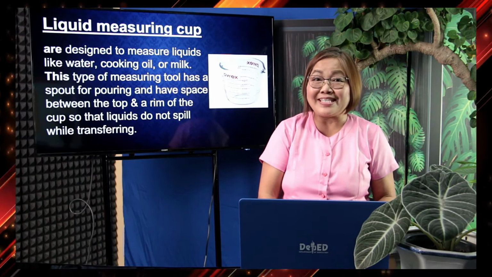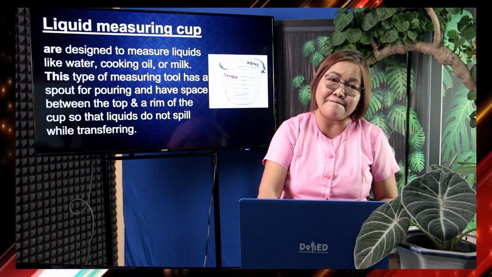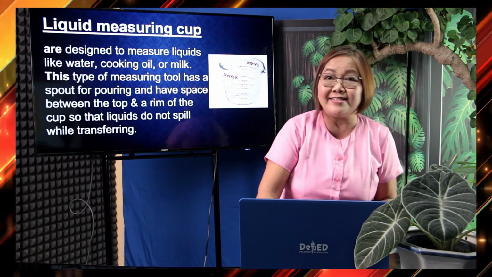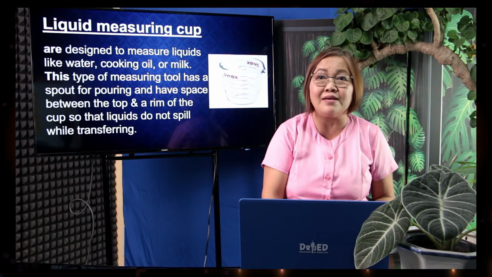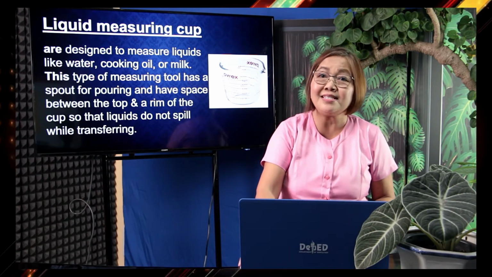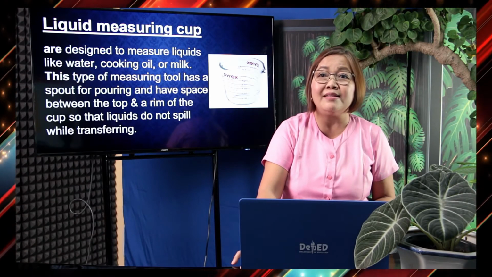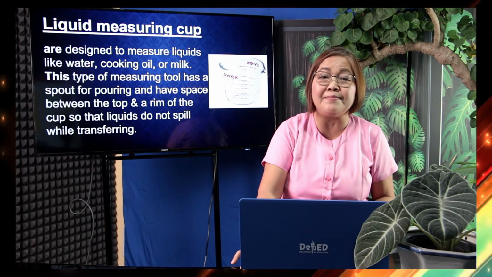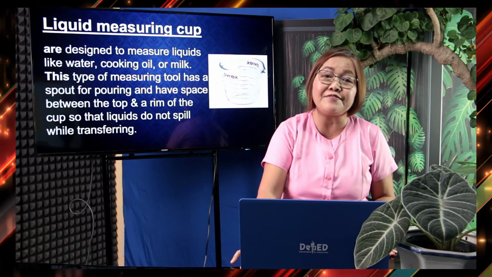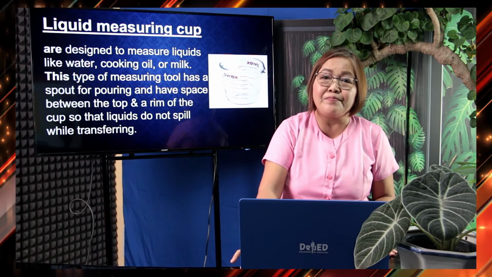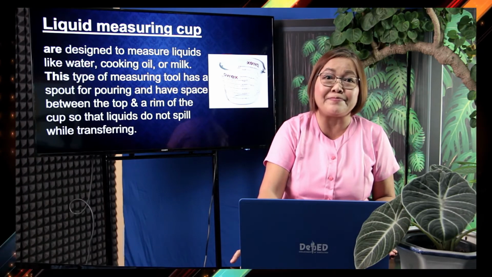Okay, so shall we start with the number 1 tool, the liquid measuring cup. Now, these are designed to measure liquid like water, cooking oil, or milk. This type of measuring tool has a spout for pouring and has space between the top and the rim of the cup so that liquid does not spill while transferring. Now, when we say spout, that is to prevent liquid from spilling.